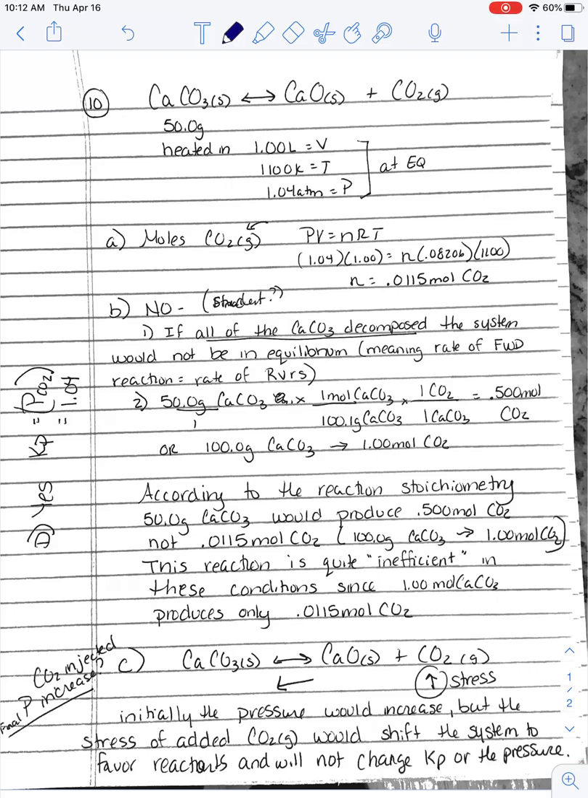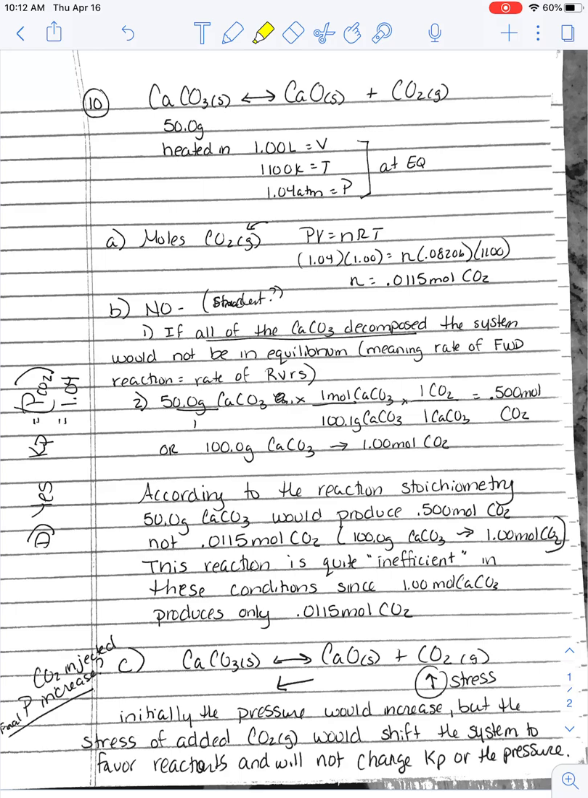Okay, so here's question number 10 for section 3. They seem to really like the decomposition of calcium carbonate, it appears. But anyway, the question is just talking about calcium carbonate decomposing and turning into calcium oxide and carbon dioxide gas. So the first question is, what are the moles of CO2 produced?